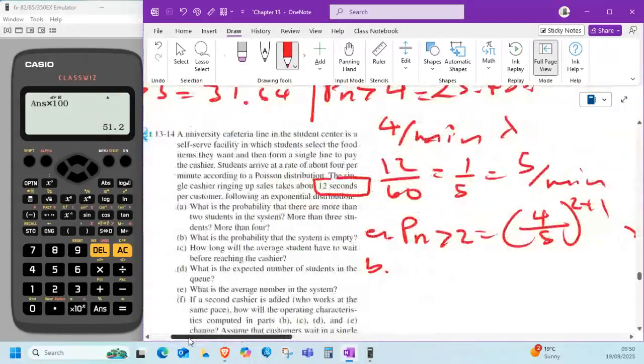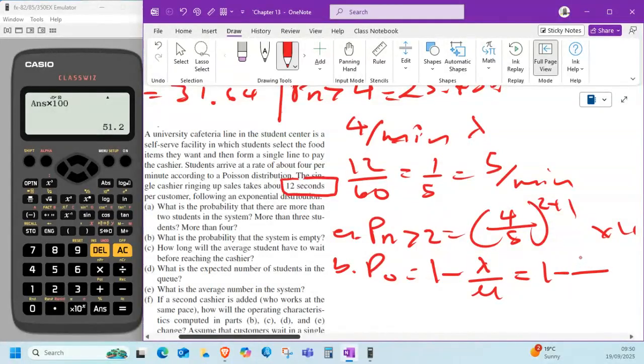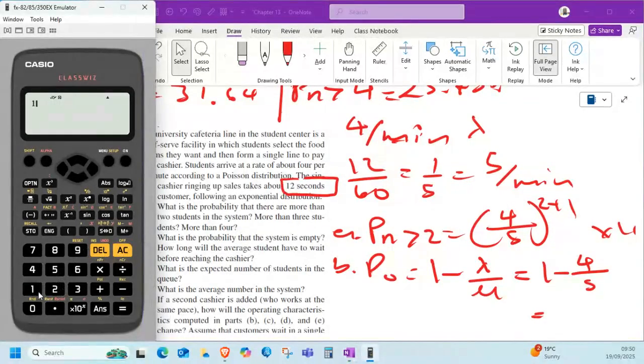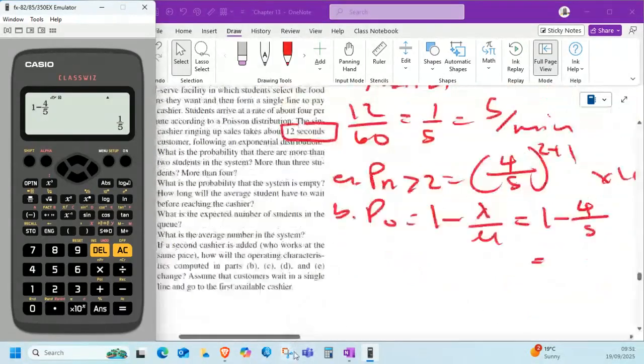So now, what is the probability that the system is empty? So that is your P0, which is equals to 1 minus this. So you don't need to calculate it first. You can go straight to the answer, and you say 4/5 is equals to 1 minus 4/5. Then you have 1/5 as your answer.